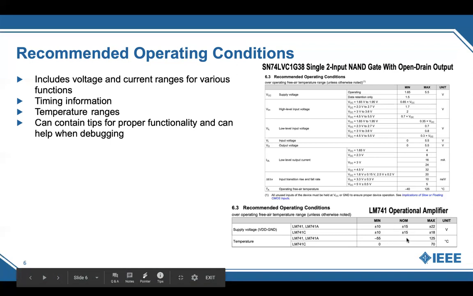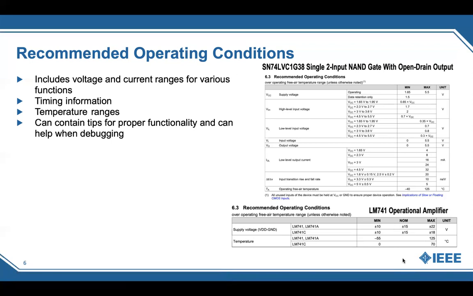And then even here, you can see that we have some temperature ranges, which is -65 to 125 degrees Celsius. And again, this is kind of the range that you want your operational amplifier to be working at. You don't want it to get too hot, or if it's too cold, it might not function.